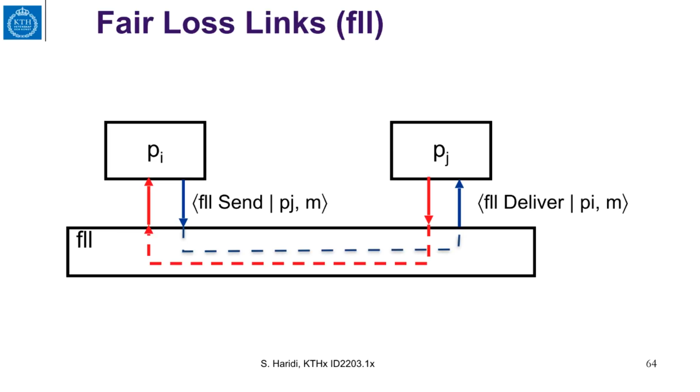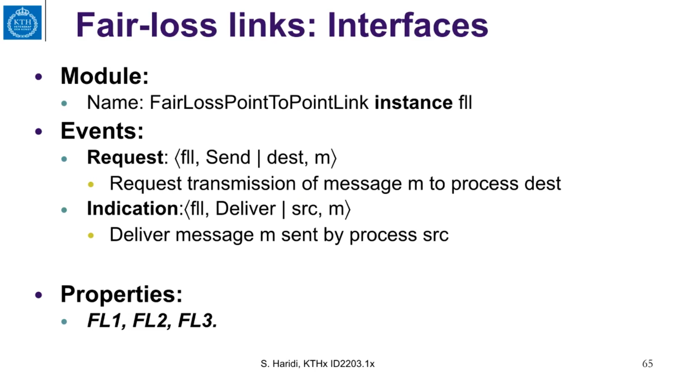So here is how we can see fair loss links. A fair loss link has an input or request event, which is a request from a process to send a message, and an indication event, which is the delivery of a message to a destination process. Let us look at the interface of fair loss links.